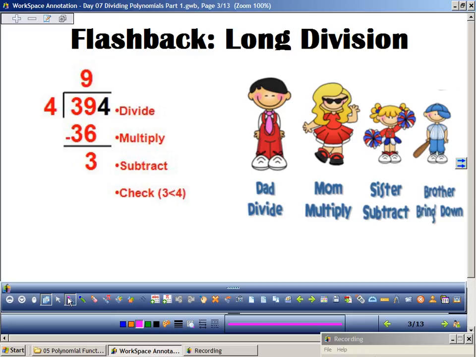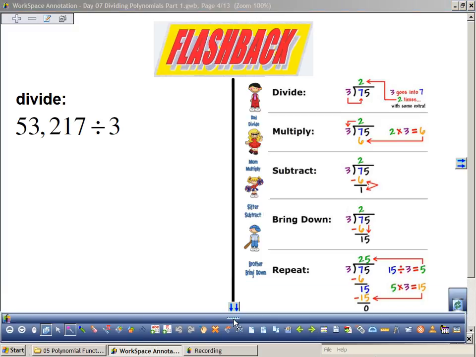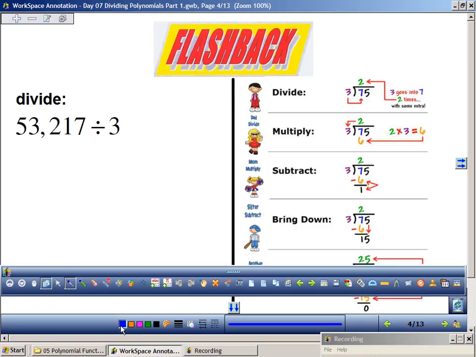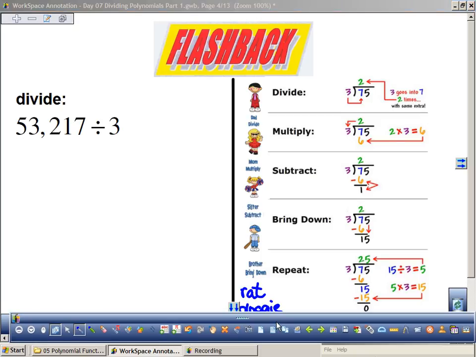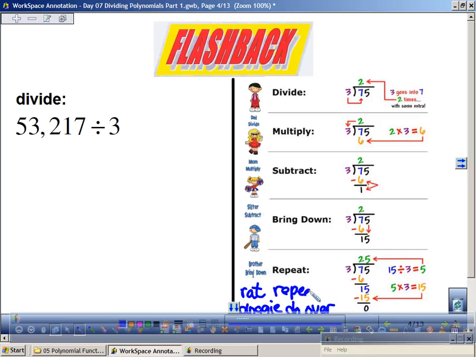And then somebody came up with, because then you have to start all over again, repeat. Somebody said rat repeat, or doggy do-over. I guess they have a pet rat. Ooh, rabbit repeat, and rabbits multiply. Oh, that might confuse us. Rat repeat.